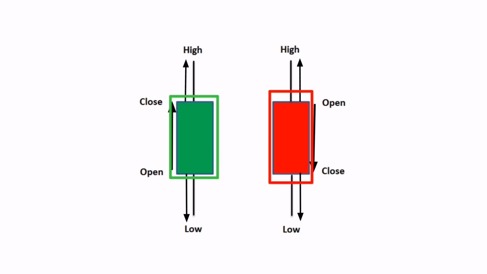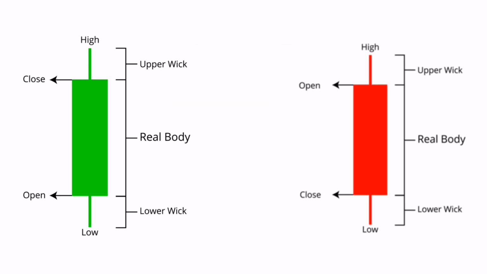If a candle is green, the price closed higher than it opened. That's bullish. If it's red, the price closed lower. That's bearish. These candles give clues about who's winning, the buyers or the sellers.